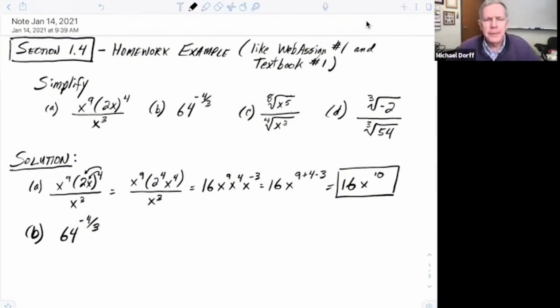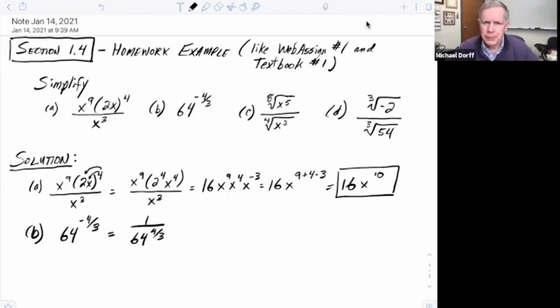All right, the second one, we have 64 to the negative 4/3. First of all, what does the negative mean in an exponent? The negative means that it's the same thing as 1 over that to the positive exponent. So I could rewrite this as 1 over 64 to the 4/3 power. A negative exponent is the same thing as 1 over that to the positive exponent.